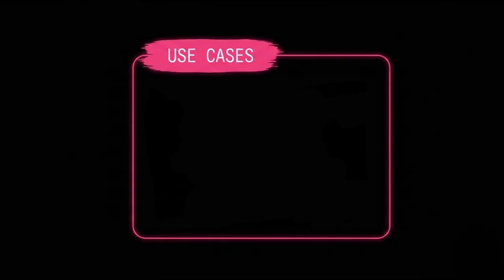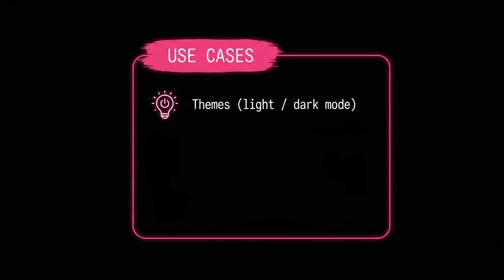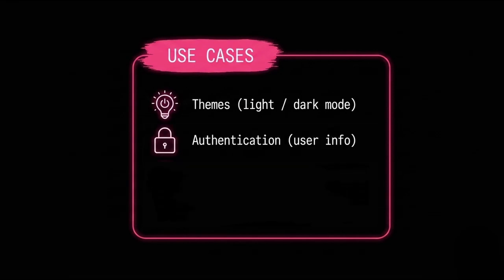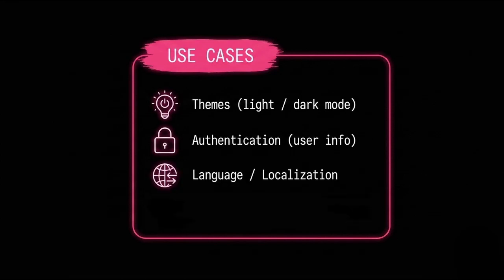Real-world use cases. Global themes, light/dark mode switches. User authentication state, storing the current logged-in user's info. Language localization, English, Spanish, etc. Global app settings and preferences. Pro tip: use context for global app-wide data, not for local component states that only matter to 1 or 2 files.